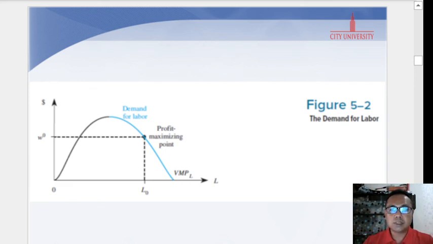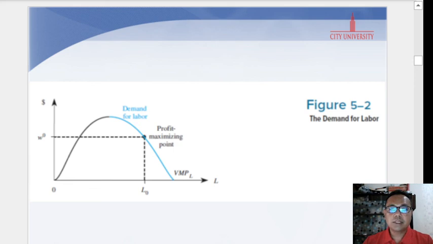So the downward sloping portion of the VMPL curve defines the demand for labor by profit maximizing firms. It shows the relationship between the wage rate and the amount of labor a firm will want to hire at that rate. We know the demand for an input slopes downward because of the law of diminishing marginal returns, which states that the marginal product of an additional unit of an input will at some point be lower than the marginal product of the previous unit.